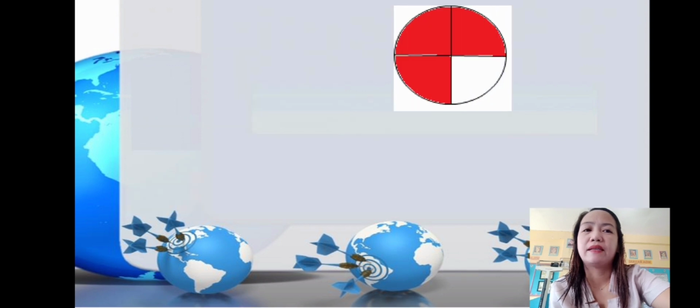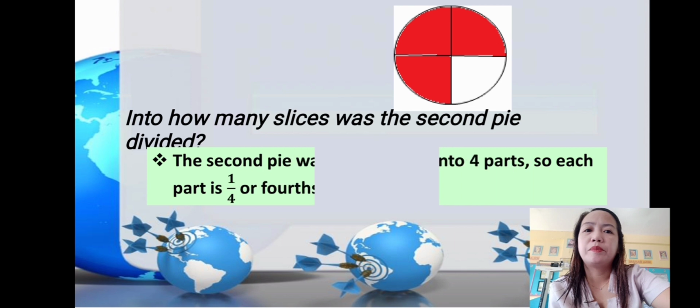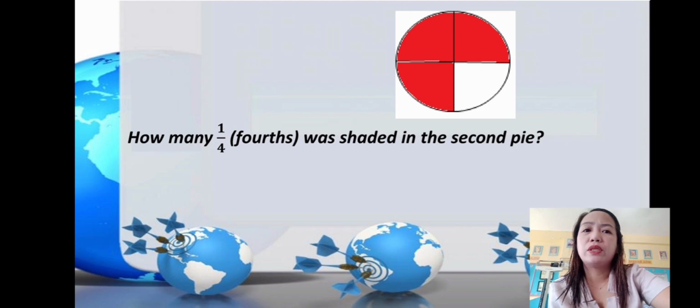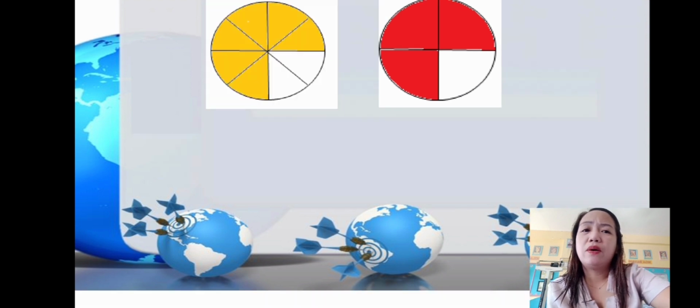Ito, tingnan naman natin. Into how many slices was the second pie divided? The second pie was only divided into 4 parts. So, each part is 1/4. How many 1/4 was shaded in the second pie? The shaded part in the second pie is 3/4. Dahil 3 lang ang naka-shade, kaya ang kanyang fractional part ay 3/4. Kung tingnan natin ang dalawang illustration, ang una ay 6/8, pangalawa ay 3/4.